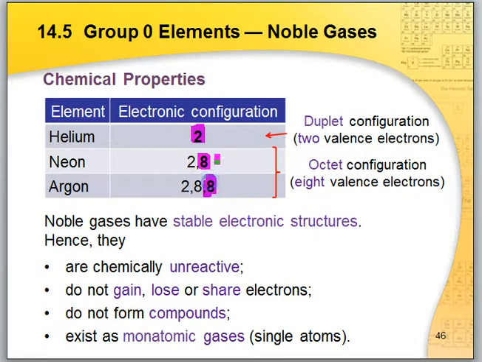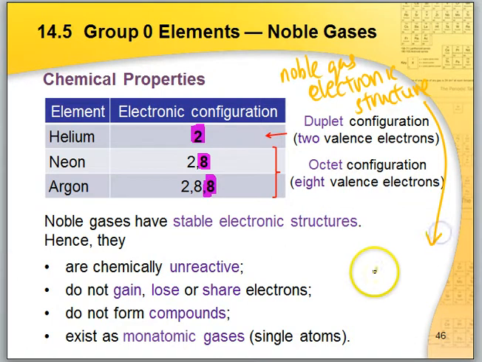No. Next one, argon, 8 electrons in the valence shell. Do they want to react? No. So we call it duplet, octet, octet. Generally, we call it the noble gas electronic structure, which just means the valence shell is fully filled.